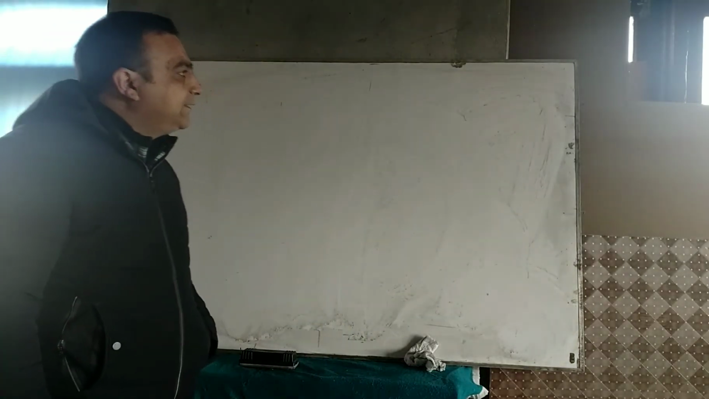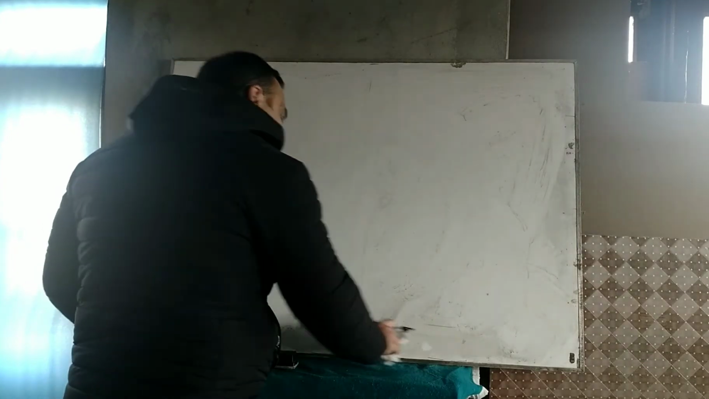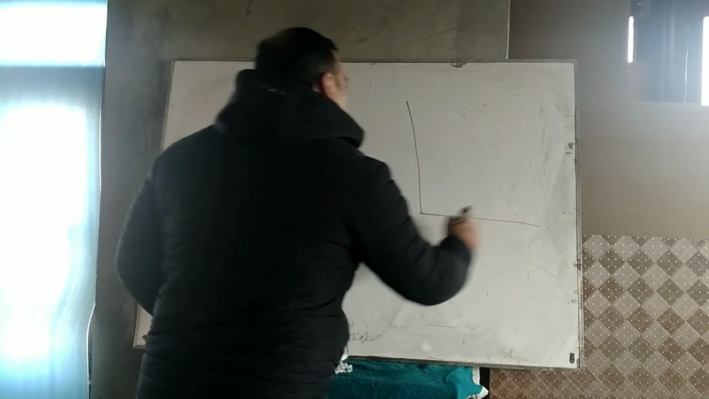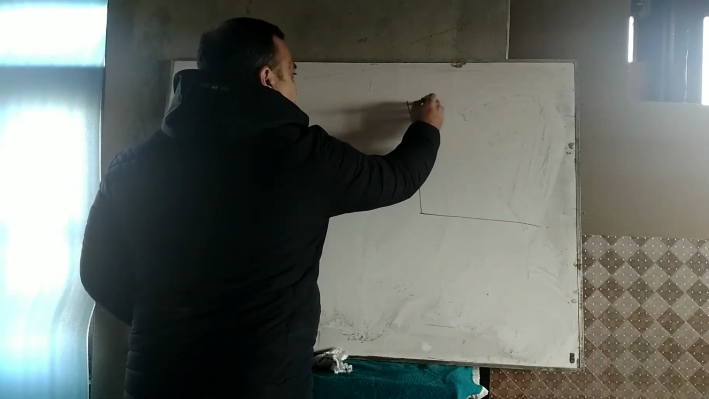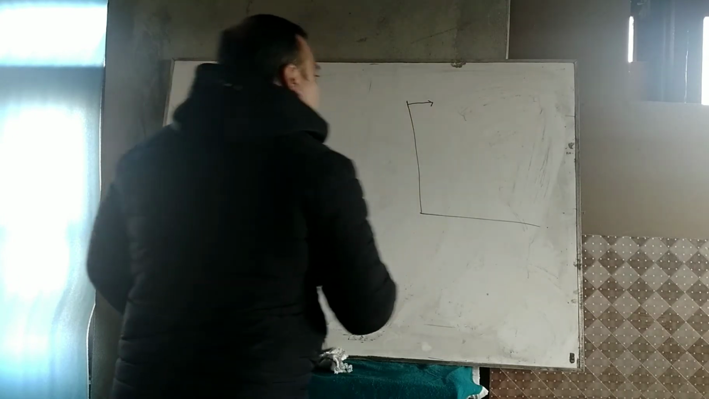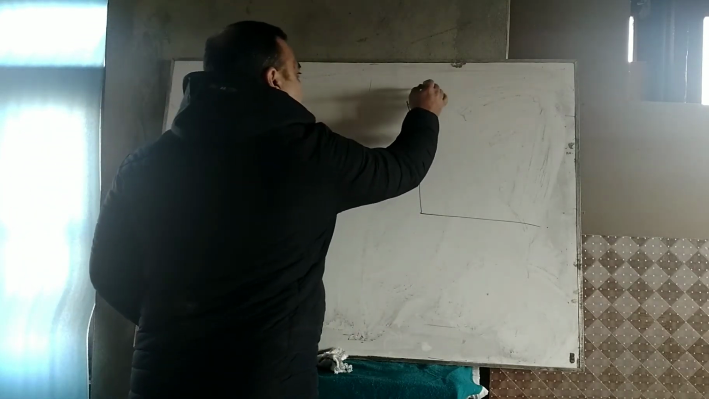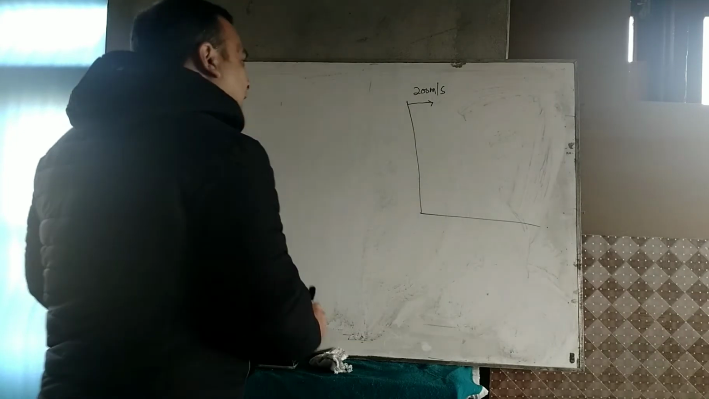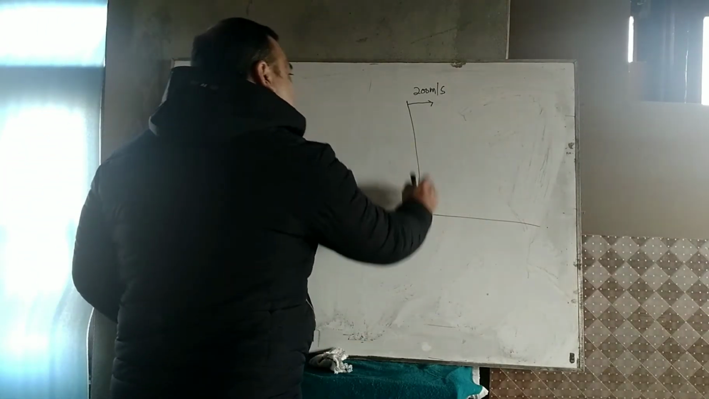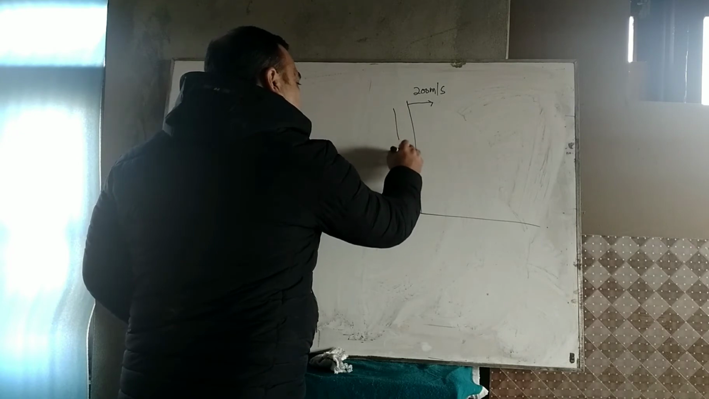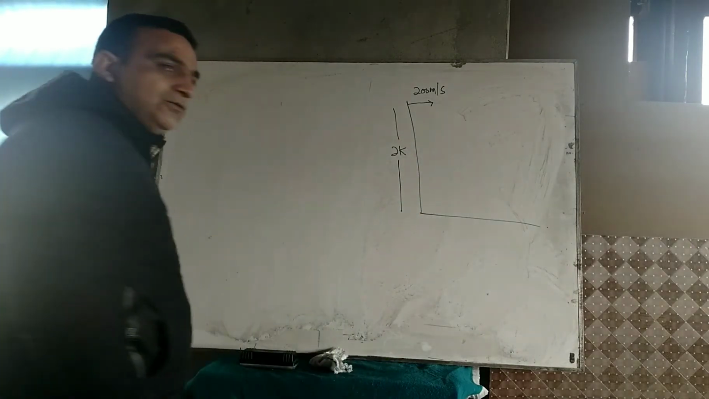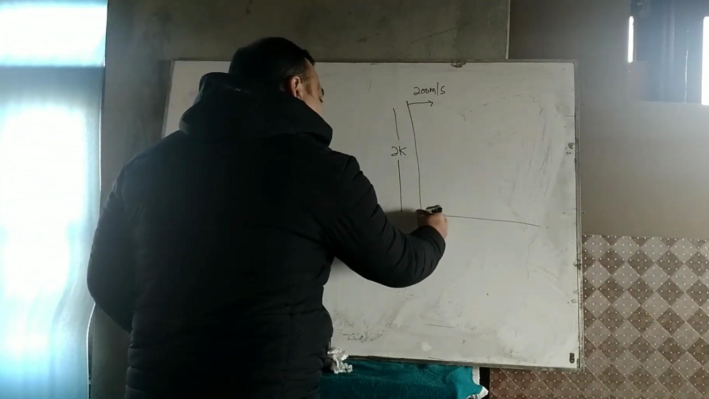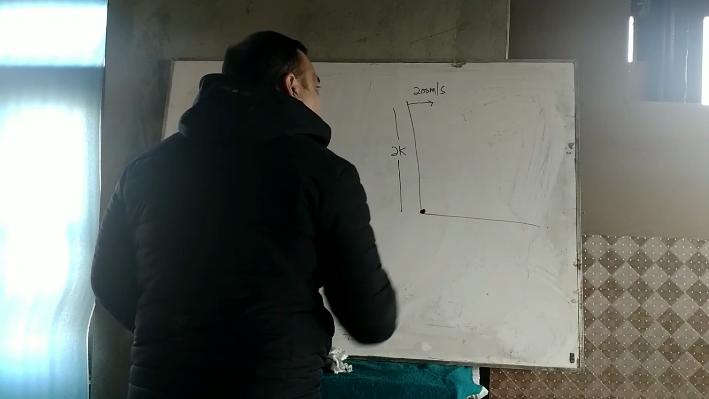Now the very first problem is that you have an airplane. This airplane is moving horizontally with the speed of 200 meters per second, and this airplane is at a height of 2 kilometers with respect to the ground, and we have an anti-aircraft gun.